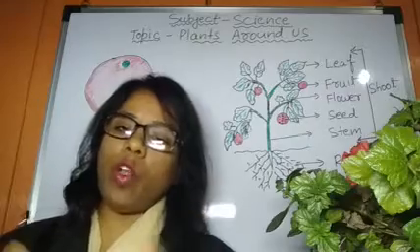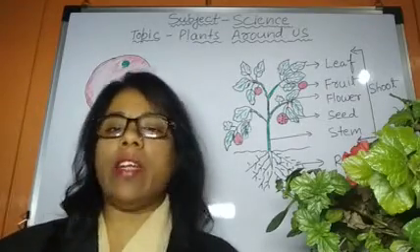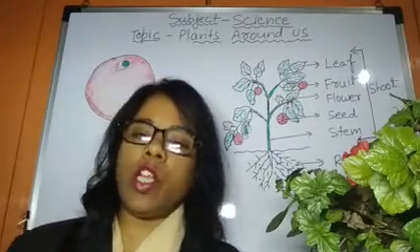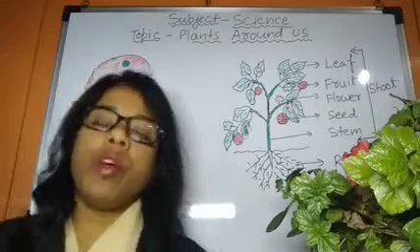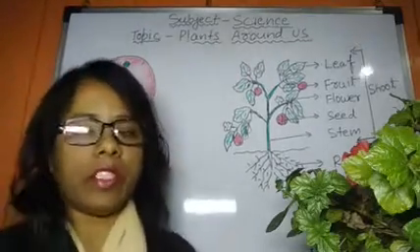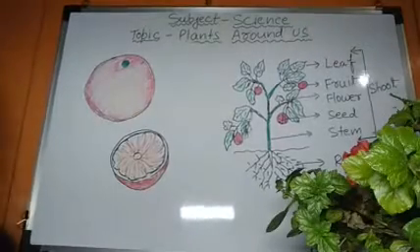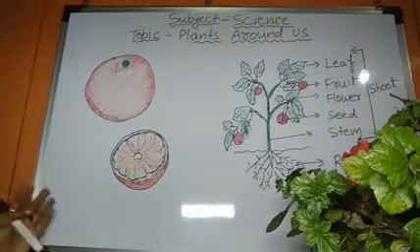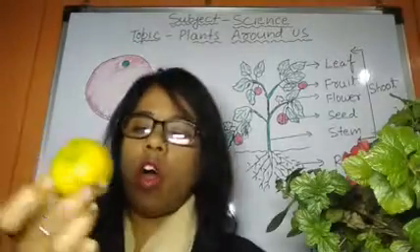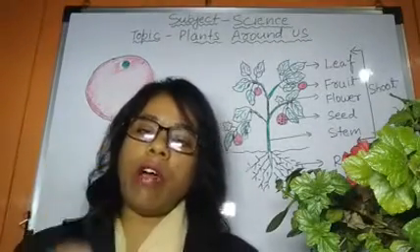Up till now we know about stems and flowers. In this video we will know about fruits and leaves. So first of all we will know about fruits. See, I have taken this fruit. This is an orange fruit. Fine.